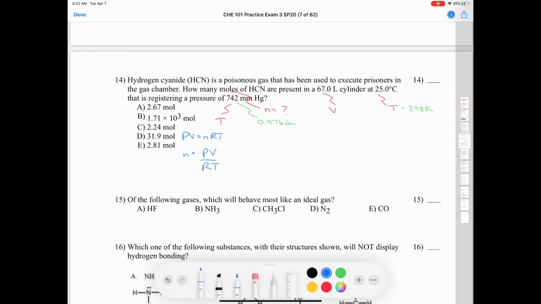So now if I plug all of those numbers into my equation, I get my pressure of 0.976 atmospheres. I multiply by my volume, which is 67.0 liters. I have my gas constant memorized by now, 0.0821 liters atmospheres per mole Kelvin. And then I multiply that by the temperature. Let's check our units. Our temperature cancels out, as does our volume and our pressure, and we're left with the number of moles. When you punch that into your calculator, you get 2.67 moles of hydrogen cyanide. So this is answer A.